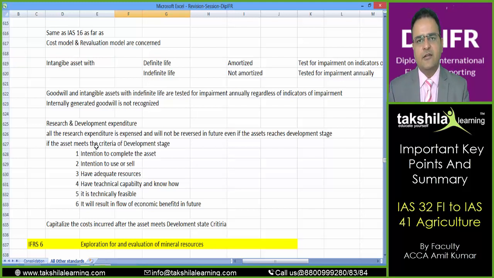Now there are three cases which are subject to impairment annually regardless of indicators of impairment. One, goodwill is subject to impairment regardless of indicators of impairment annually. Second, intangible assets not yet available for use, means which are in the development stage yet. They are being capitalized but not yet available for use because they are being developed, subject to impairment annually regardless of indicators of impairment. Third, intangible assets with indefinite life are subject to impairment testing regardless of indicators of impairment. These three cases are tested for impairment annually regardless of indicators of impairment. If their term gets defined, they will be subject to amortization over the defined period. This is all about IAS 38 intangible assets.